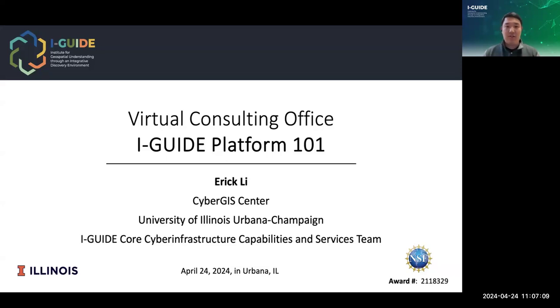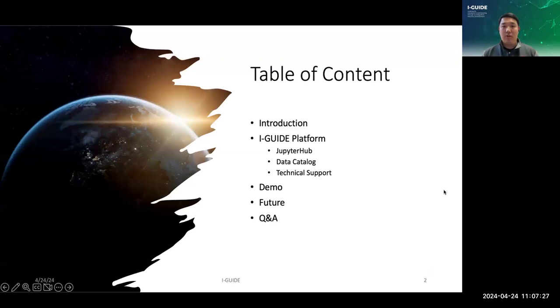I'm Eric Lee. I work for the CyberGIS Center at the University of Illinois Urbana-Champaign, and I'm also part of the iGuide Core Cyber Infrastructure Capabilities and Services team. So today we're basically going to cover a short introduction of what iGuide is. Then I will walk you through the platform, including the JupyterHub, the data catalog, and also the ways to seek technical support from us. Followed by that, I will give a demo and talk about the future state of the iGuide platform.